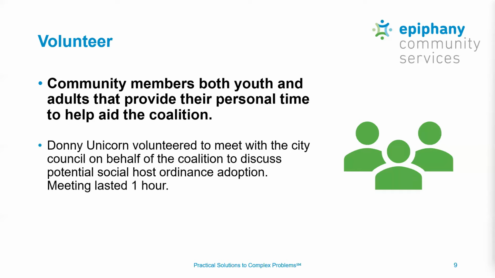So it could be something such as, Donnie Unicorn volunteered to meet with the city council on behalf of the coalition to discuss the potential of a social host ordinance adoption. Meeting might have lasted 1 hour. So if Donnie, our number one coalition member, said, hey, I am totally willing to go down to the city council and talk on behalf of the coalition. I think I have a lot to say. I want to talk about this. That's great. He's not acting in the capacity of his job.